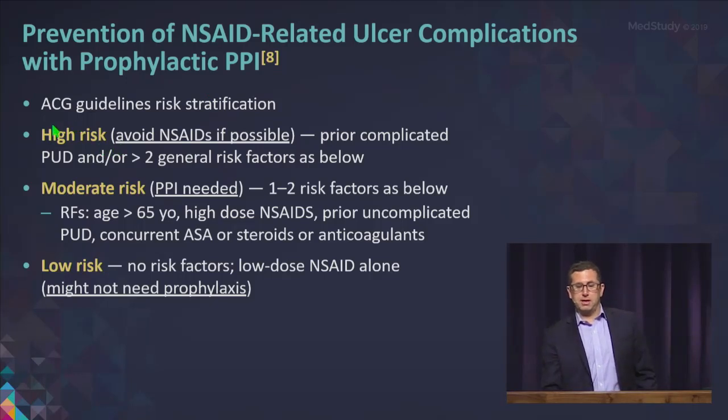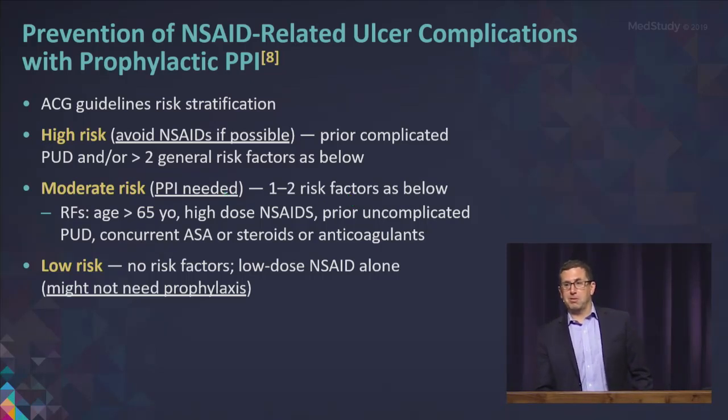So if the patient is considered high risk, meaning they have a history of prior complicated peptic ulcer disease or greater than 2 general risk factors below, so the risk factors would be age greater than 65, high doses of NSAIDs, prior uncomplicated ulcers, concurrent aspirin, steroids, or anticoagulants. So if the patient is high risk, you really want to avoid NSAIDs altogether, okay? If they're moderate risk, meaning that they only have 1 to 2 risk factors as below, then you really should be putting them on a prophylactic PPI.